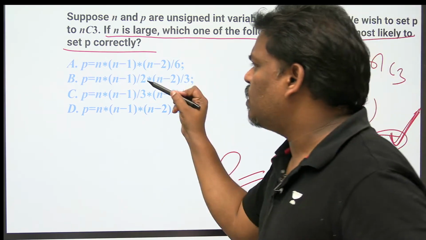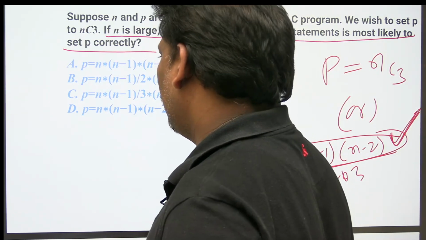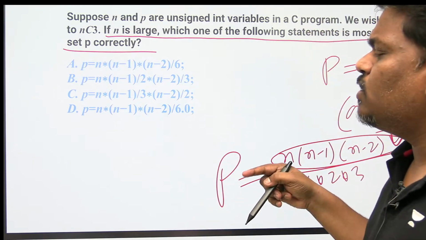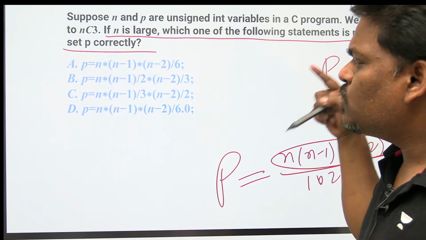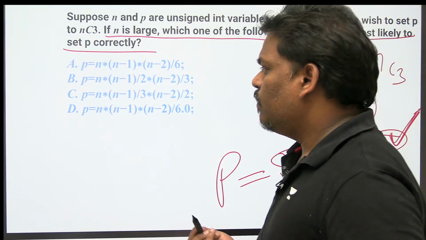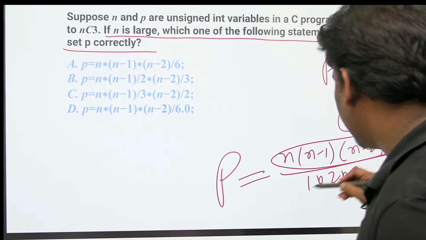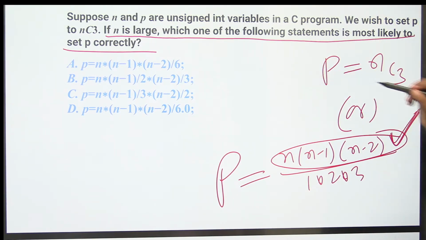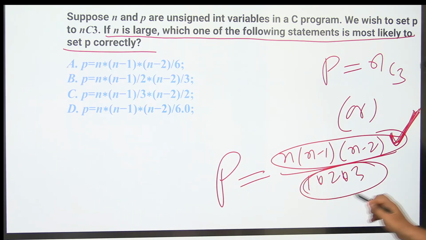So I think mostly there is an overflow. Because if n itself is large, what about n into n minus 1 into n minus 2? It will become very big. Now see the answer. Because n is already large, it will become even larger, it will overflow. Then what you do is, anyhow you are dividing by 6, right?